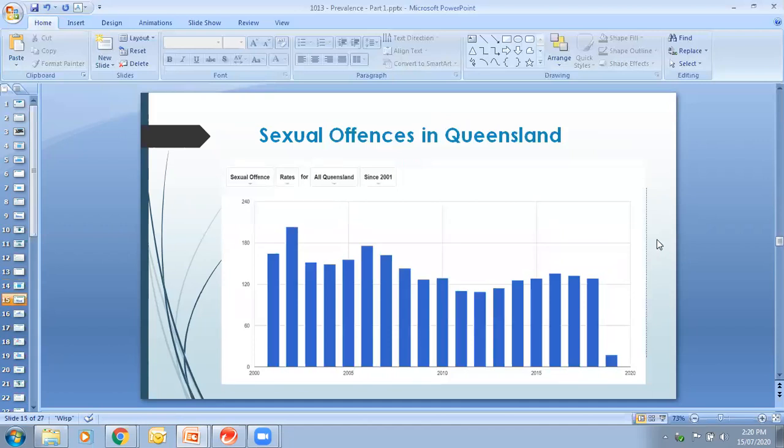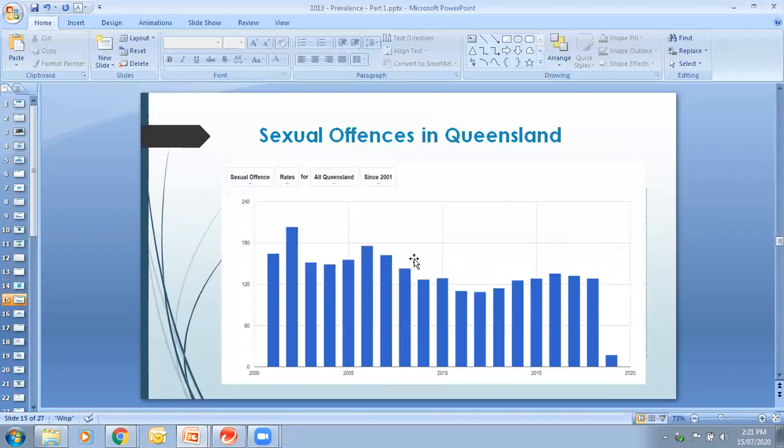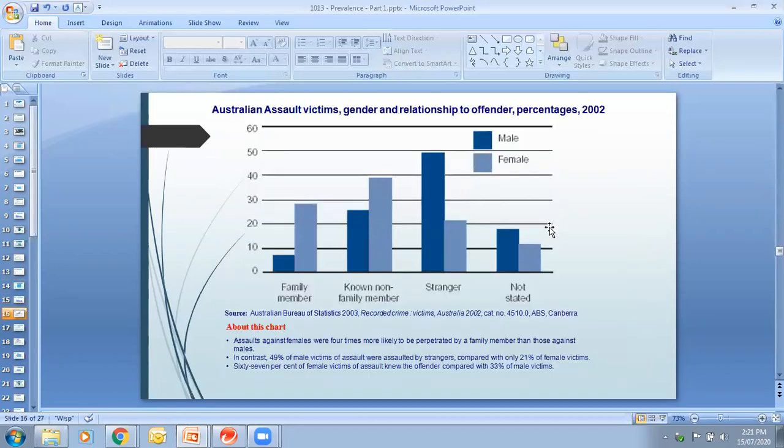And here is our sexual offences for Queensland. As you can see, overall, they have taken a downward trend. Okay, even though we can see here that it is actually going up. So there's been an increase in the rate of sexual assault, but the reporting has gone down. Okay, that one's a little bit confusing to understand. And sexual assault is a hard one to understand because it covers so many different types of assault, so the reporting can be a little bit misleading.